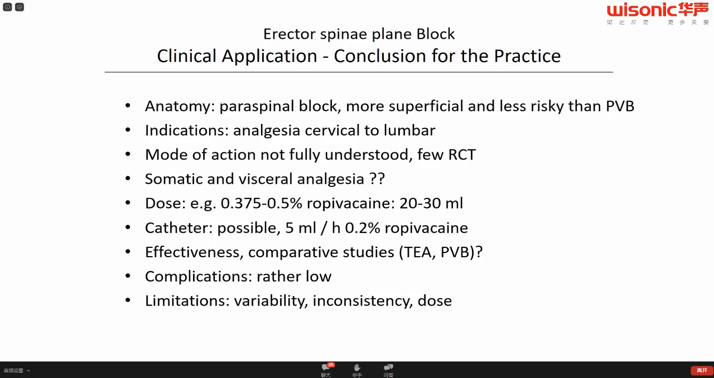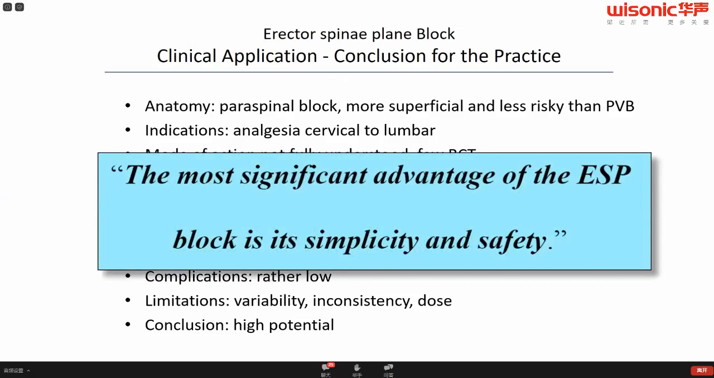Limitations of this block and of the results and studies or case reports we have right now are the variability and inconsistency of this block. My conclusion is that this block is a block with high potential, and very important is that the most significant advantage of the ESP block is its simplicity and safety.